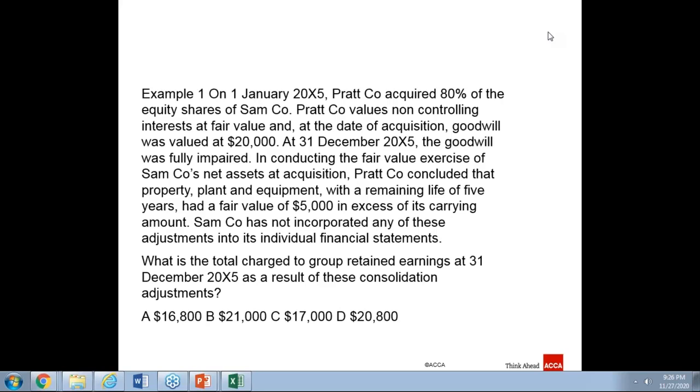Pratt acquired 80% shares of the equity shares of Sam. Goodwill was still impaired. In conducting the fair value exercise of Sam and its property, plant and equipment with the remaining life 5 years. Pratt. This is the current.